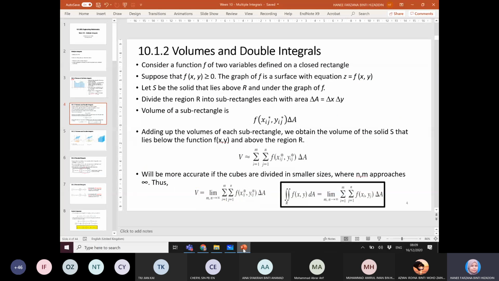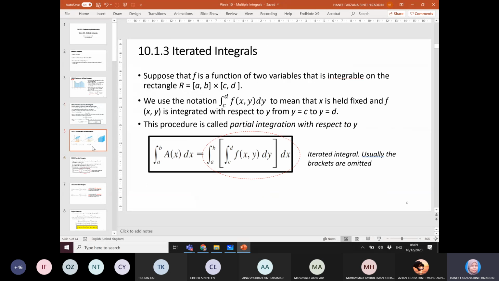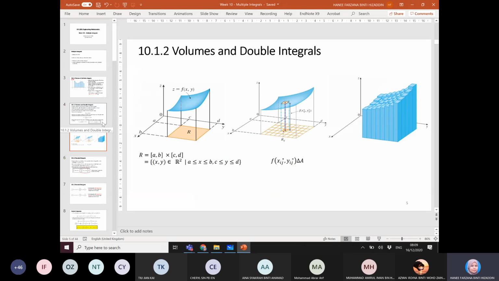Any questions so far? You can just give me a shout out, or put it in the chat box. Okay, that is the concept of double integrals, where you can find the volume of the solid that is formed above the region R and below the curve f.